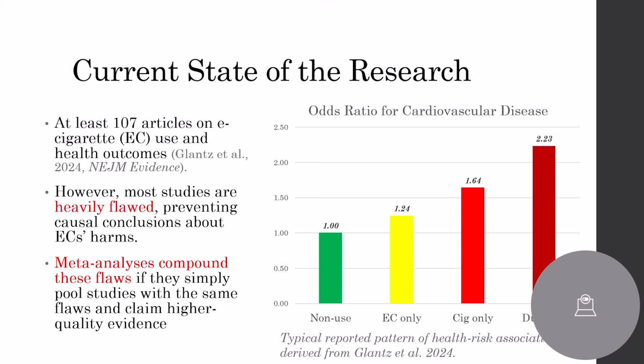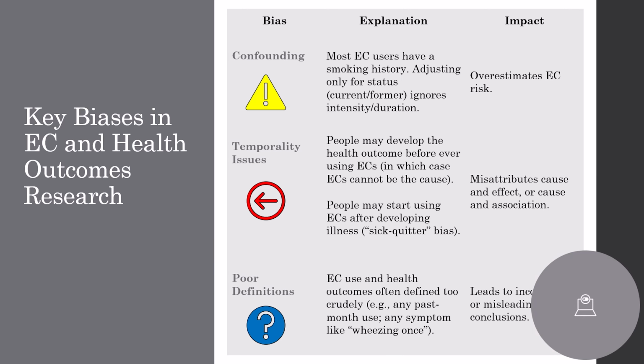Meta-analyses compound these flaws because they summarize several underlying studies with the same underlying flaw, so they also reflect that flaw but are considered or interpreted as higher quality evidence because they're meta-analyses. These are the three main categories of flaws that I'll cover in today's talk: confounding, predominantly by smoking history, temporality issues, and poor definitions of exposure.